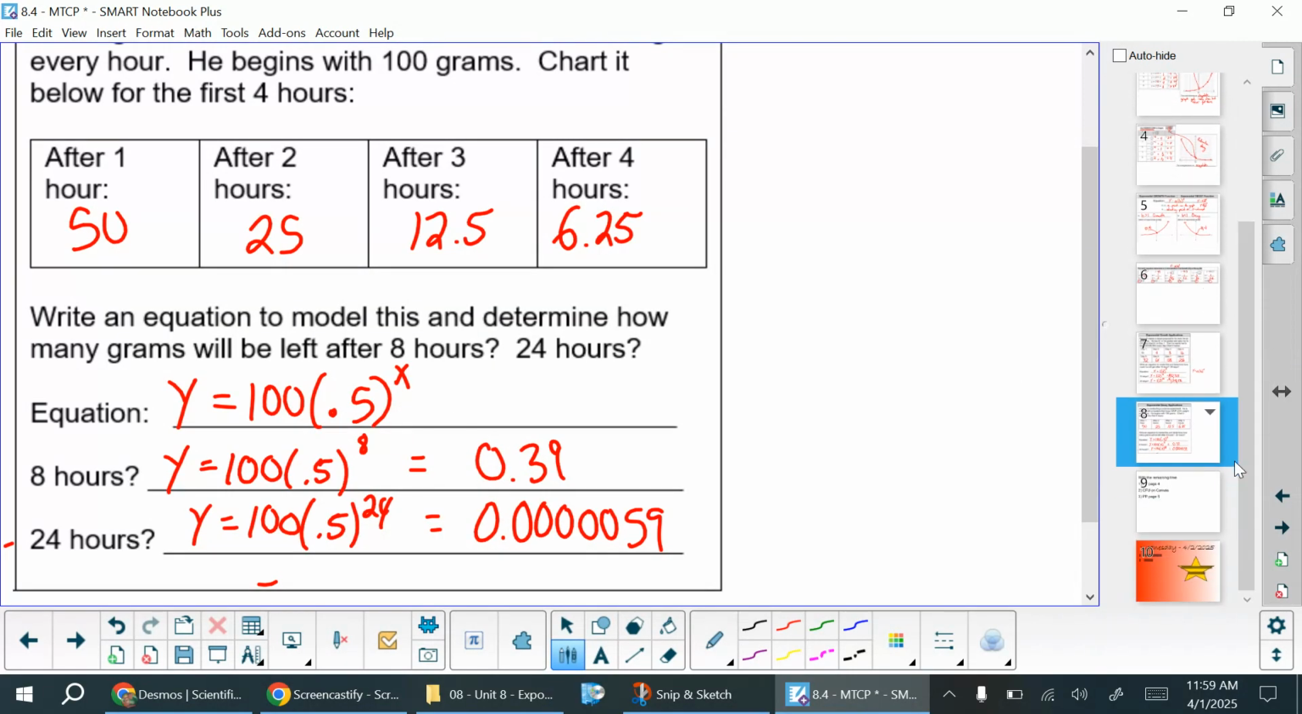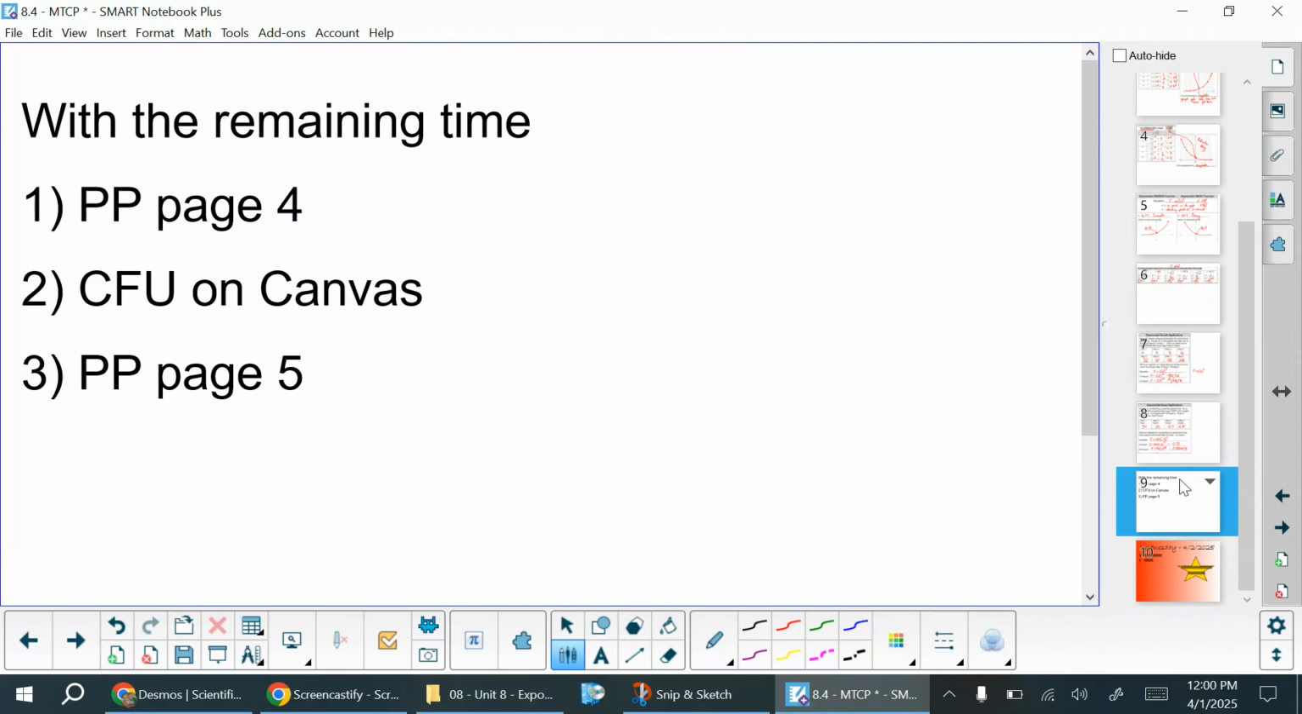So at this point, if you've got time left, here's the jobs for the rest of the time. You might not have much if you've been pausing the video. I want you to start with the proficiency practice on page 4. You do need to do all of that because it specifically asks you questions about that in the CFU. After that, you can start the CFU. It is open for today.